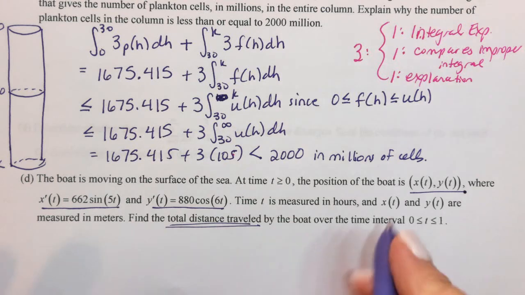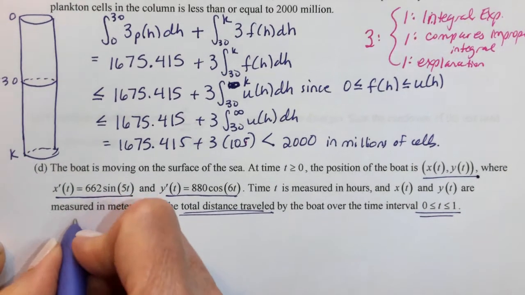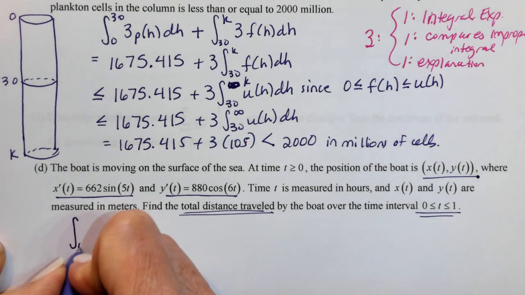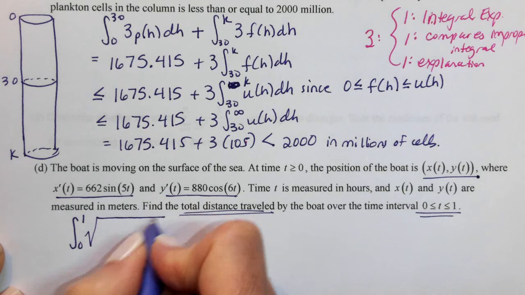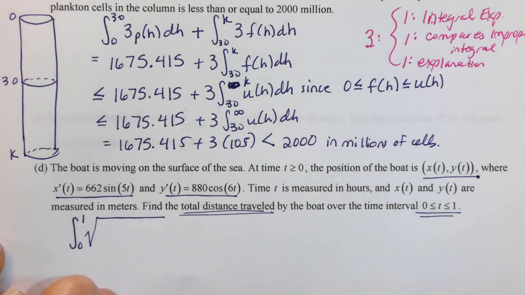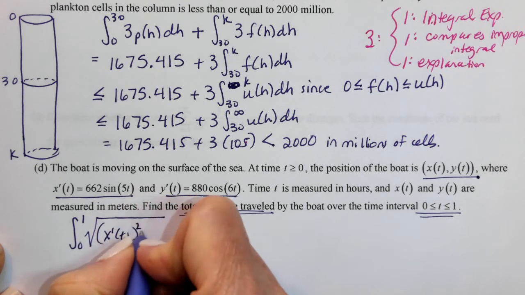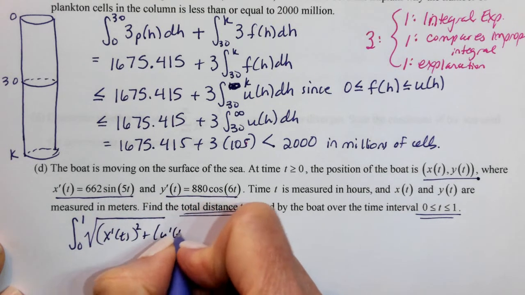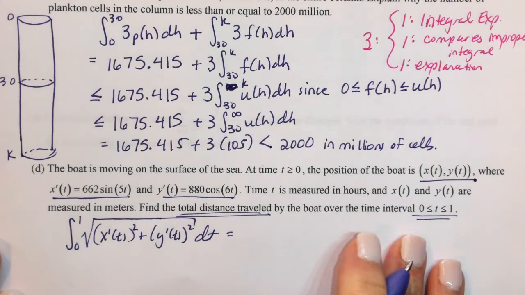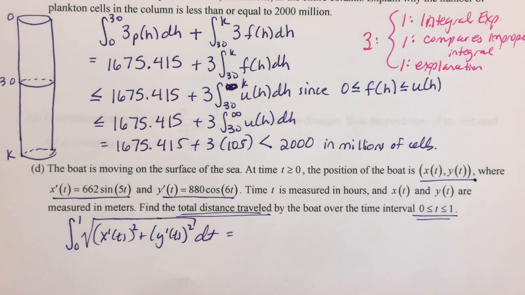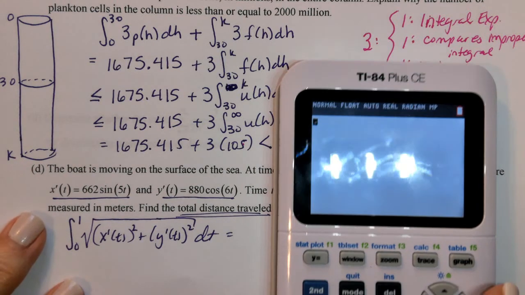Total distance traveled from 0 to 1. So I know my total distance traveled formula is just the integral 0 to 1 of my speed, square root for speed, x prime squared plus y prime squared dt. This ended up being a really easy part. Sometimes part D is easy.